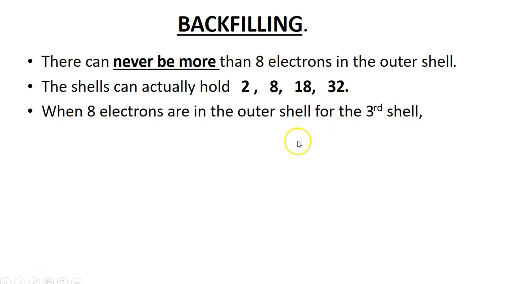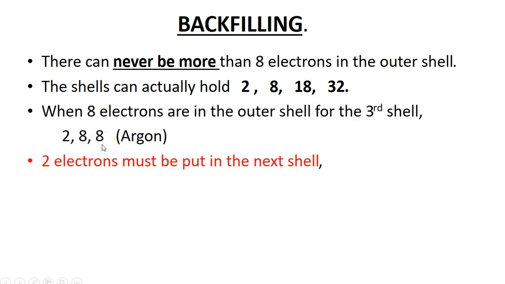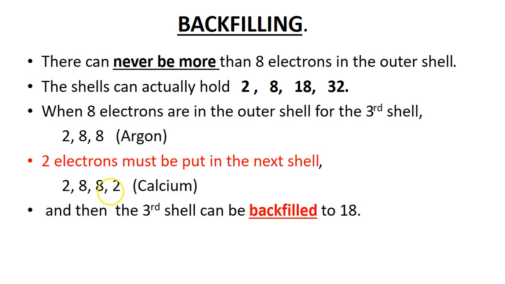When there are 8 electrons in the outer shell for the third one, like argon, then we have to make a new outer shell. So we put 2 in the next shell, which is as far as we go for Year 10. But then this third shell can fit 18 eventually. So at this point we start backfilling it until it gets to 18.